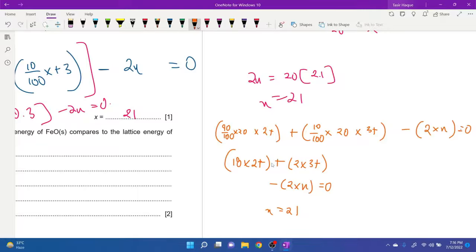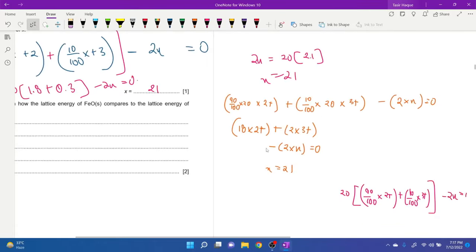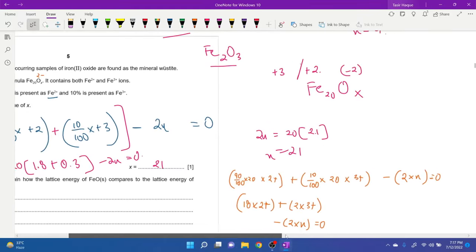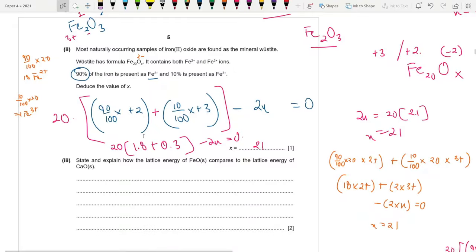So what they did in the mark scheme essentially is that they took 20 common. Do you guys understand? This is the route they took. They actually took 20 common from that side. So what do we end up with? 90 by 100 into 2 plus, right? Plus 10 by 100 into 3 plus. Okay, that's what they did. Minus 2x is equal to 0. That's how they solved it, okay? But you could do it in the orange way as well, the one I used down there, all right? Hopefully that makes sense. If you solve it, you're going to get 21 atoms of oxygen.